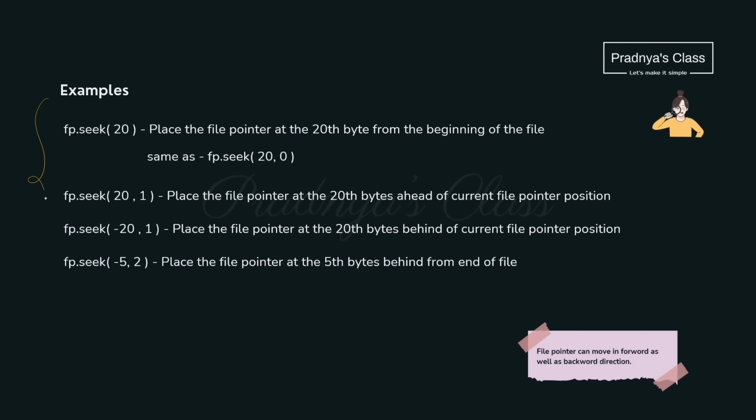You will understand the functioning with these examples. In the first example, we did not mention mode. It means it is 0. 0 specifies the beginning of the file. We are at the 0th position.